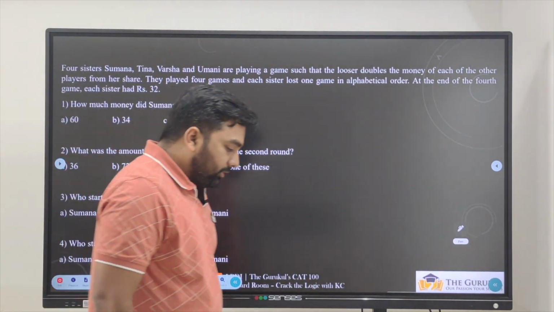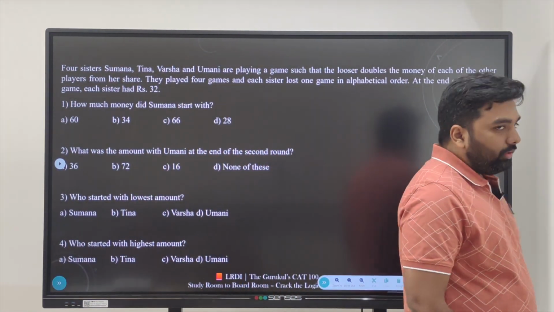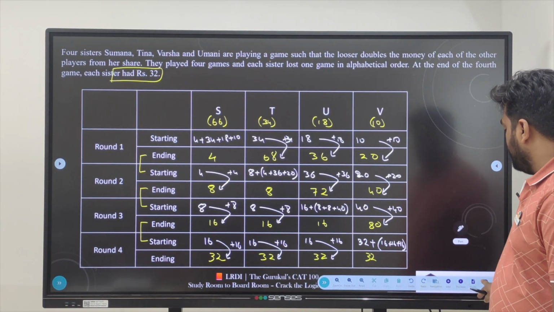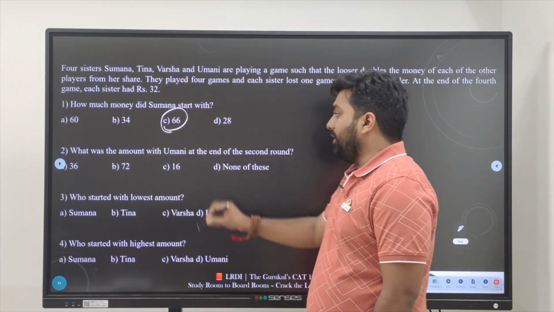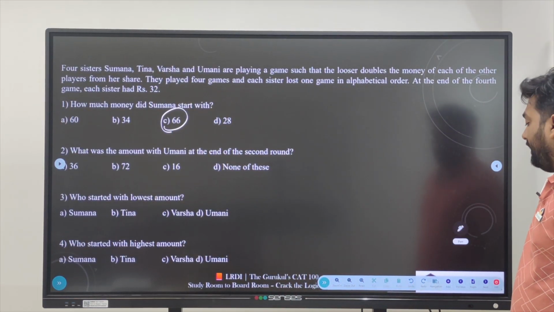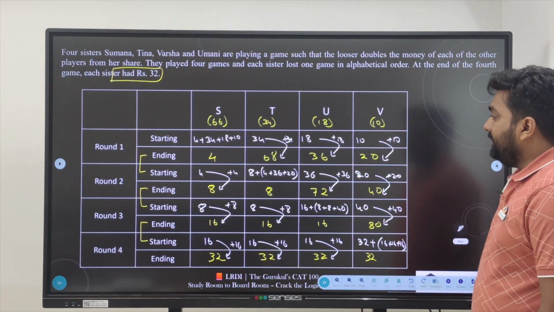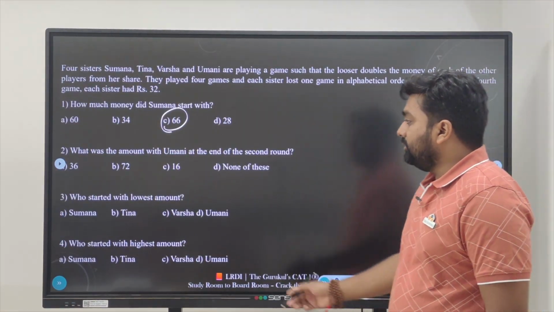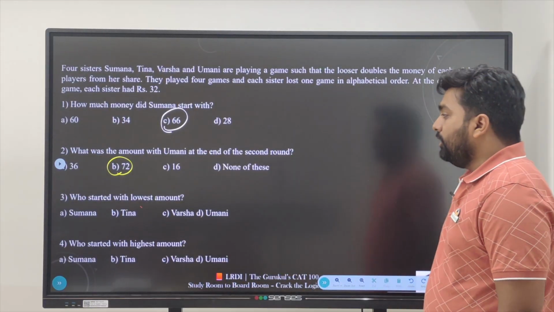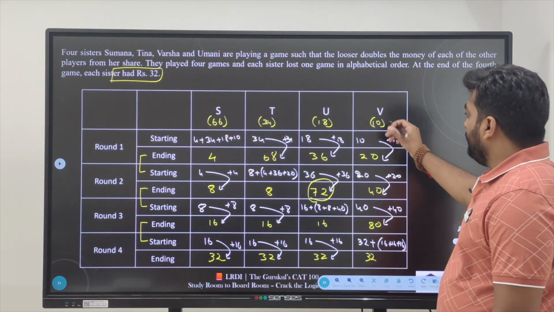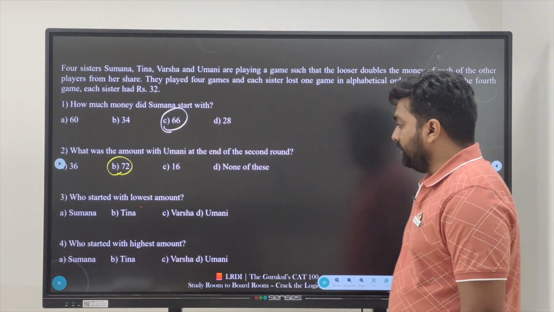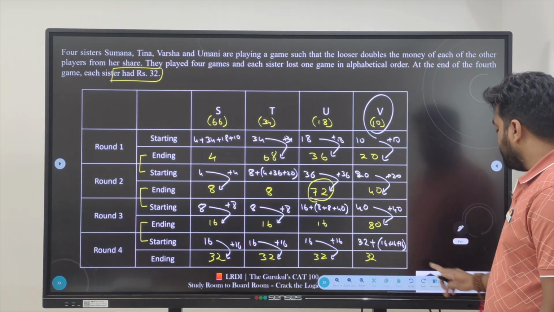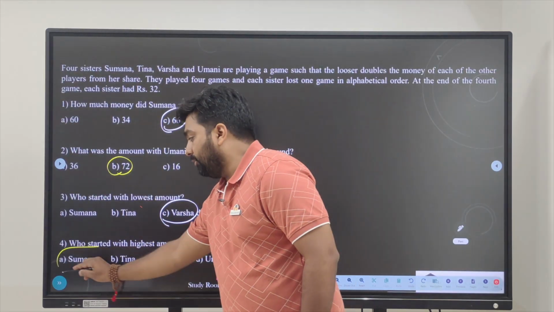Now let's see what is happening with the questions. What are the questions talking about? First one, how much money did Sumana start with? Sumana started with 66 rupees. That is option 1. What was the amount with Umani at the end of the second round? At the end of the second round, Umani had 72 rupees. This is option B. Who started with the lowest amount? Varsha started with the lowest amount. That is option C. Who started with the highest amount? Sumana started with 66 rupees, which is the highest amount. Option A.